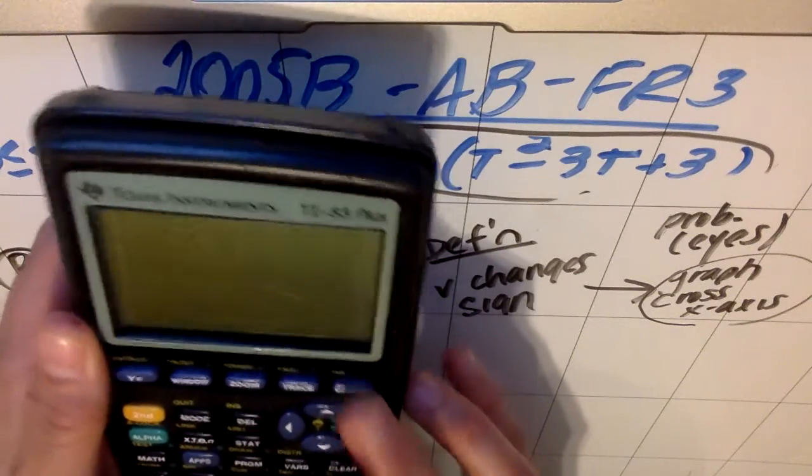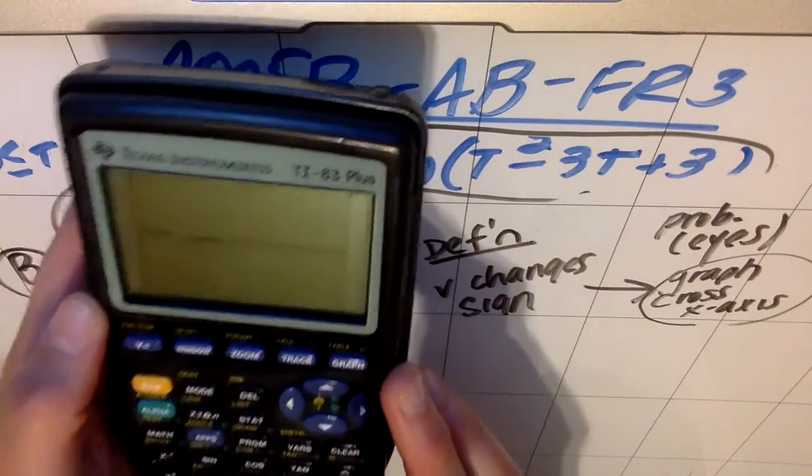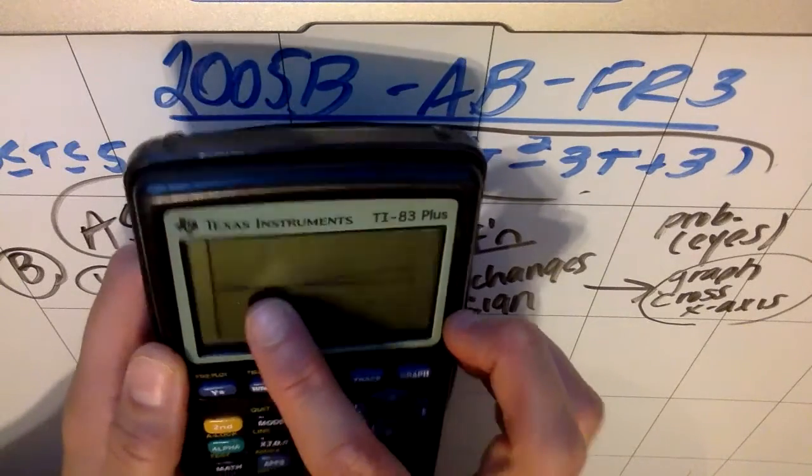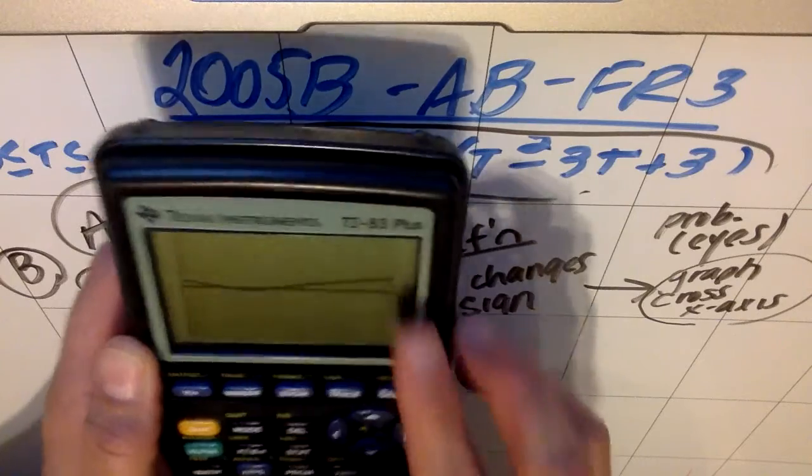All right, so when I hit graph, I want to know where this thing crosses the x-axis. I can see that it crosses twice here, pretty quickly, 1, 2. And then that seems to be it.